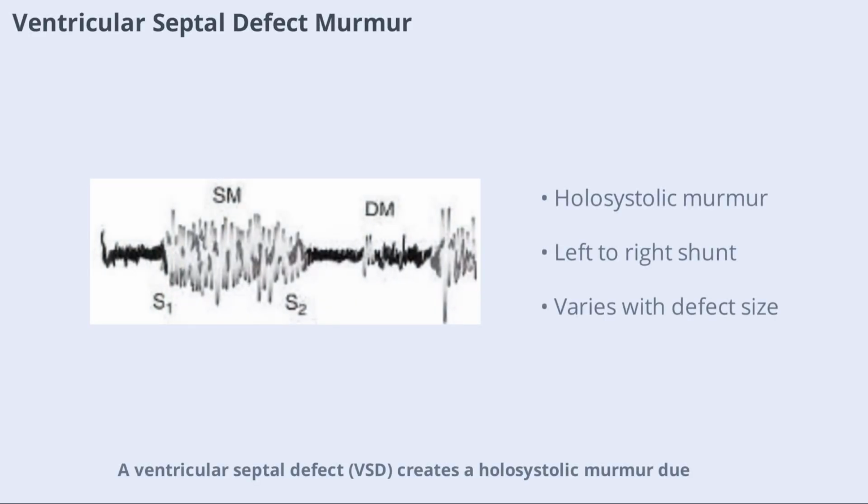Ventricular septal defect (VSD) creates a holosystolic murmur due to blood flowing from the left to the right ventricle. The murmur's characteristics depend on the size and location of the defect, as well as the pressure gradient between the ventricles. Large defects may also produce additional murmurs.